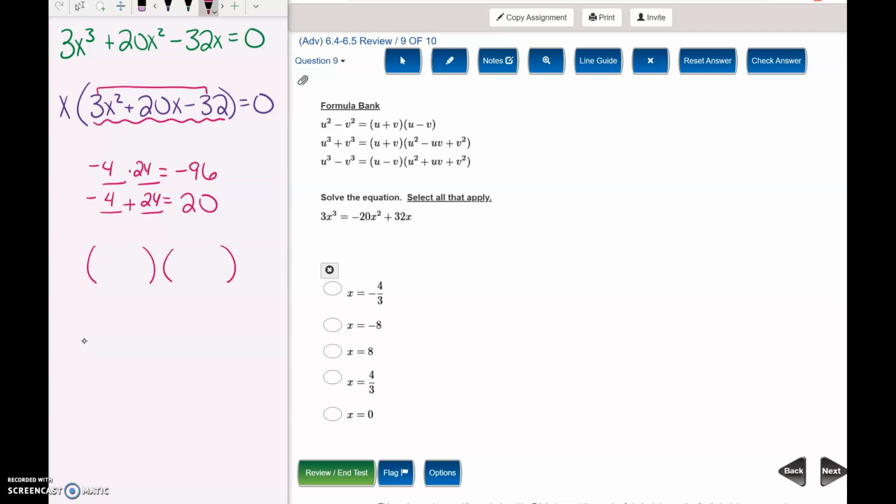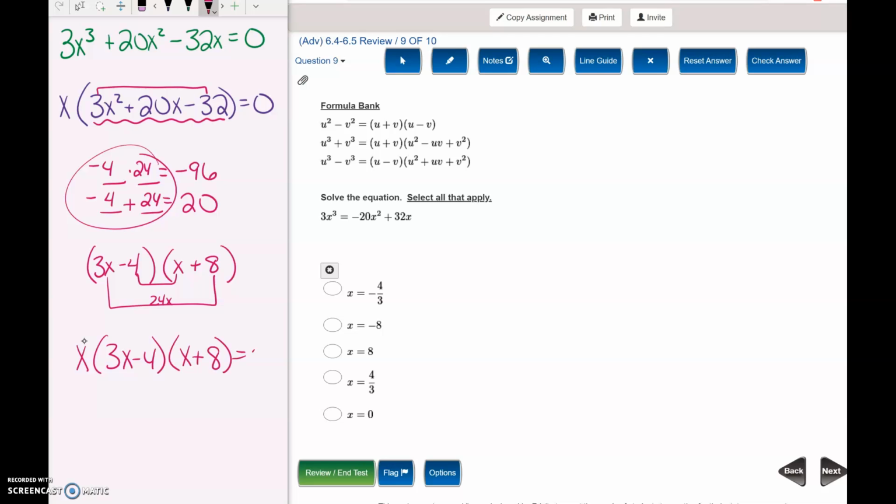3x and x. 3x times something is going to give me one of these numbers. So probably it's going to give me the 24x. 3 times 8 is 24, which means x times something is going to have to give me negative 4x. So that's a negative 4. So our factored form is x, 3x minus 4, x plus 8 equals 0.